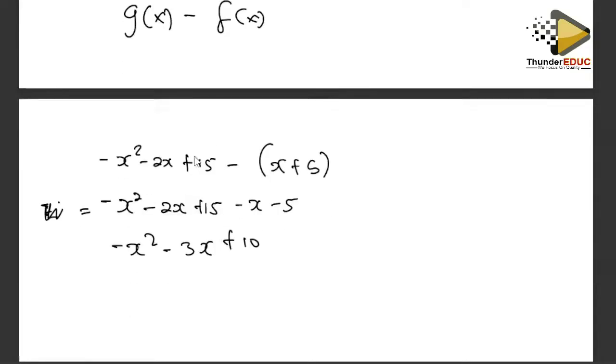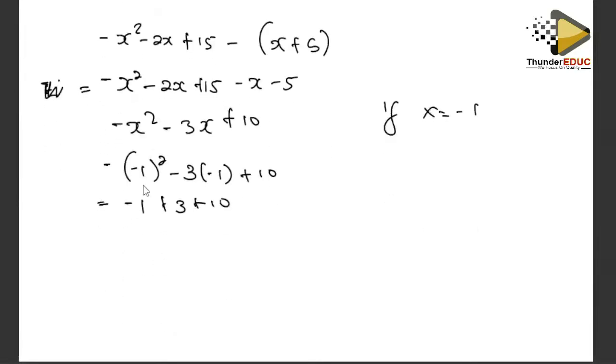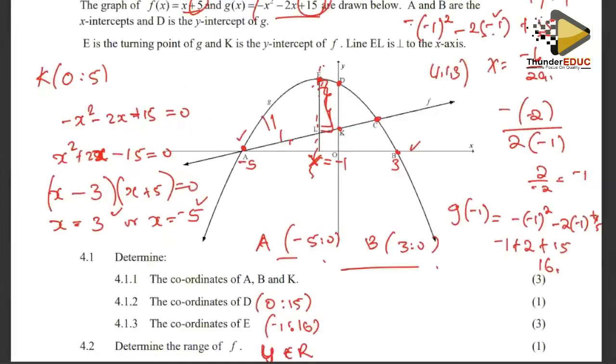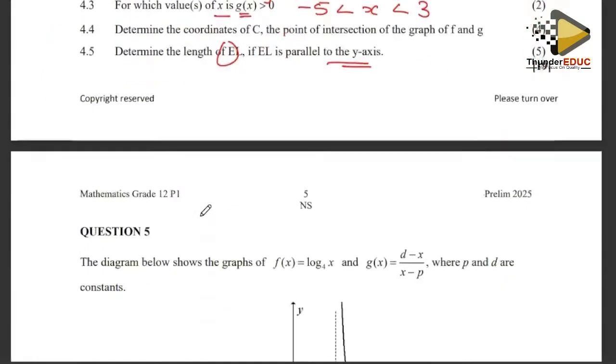Then just replace x with negative 1. So that is negative 3 times negative 1 plus 10. Simplify this: negative 1 plus 3 plus 10. This gives us 13 minus 1, which is 12 units. So that is the distance between the two graphs for EL. So that is question 4.